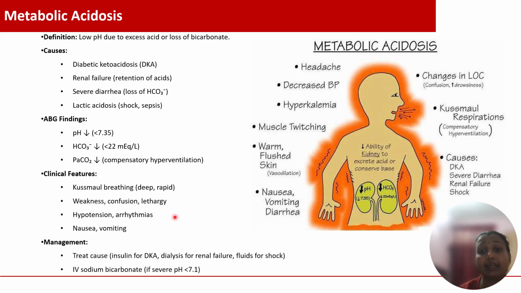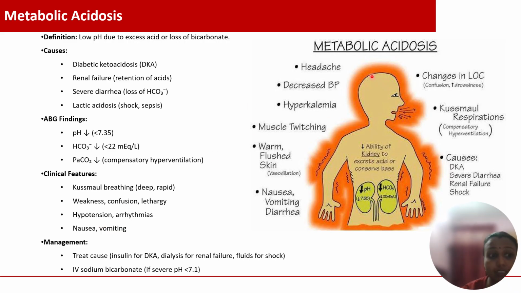So clinical features we can see are Kussmaul's respiration, deep rapid breathing. The body tries to remove the carbon dioxide to reduce the acid. That's why we can see Kussmaul's respiration. And weakness, because acid affects the muscle function, so that's why we can see weakness. Confusion will be there for the patient. Hypotension will be there, arrhythmias we can see, confusion, brain function will be affected, lethargy, nausea and vomiting. So these are the symptoms.